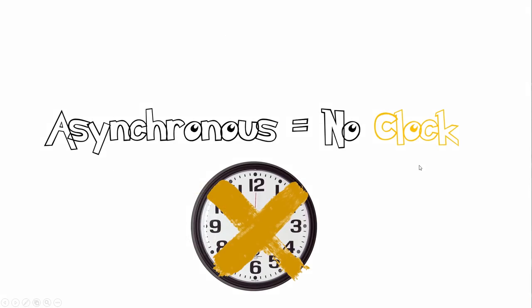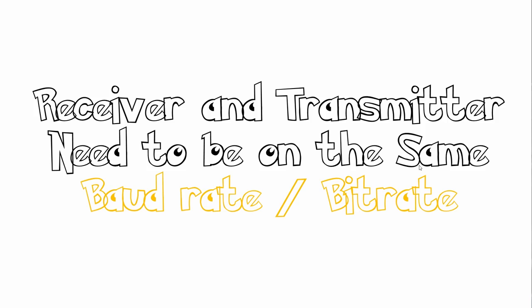Okay, so let's move back onto UART. The A in UART stands for asynchronous, which means it has no clock. So if it has no clock, how does it know which data is which? Well, in order for it to work, the receiver and transmitter need to be on the same baud rate or bit rate. If they are on the same baud rate, then it can know exactly where the bits are being clocked and what is being clocked in.